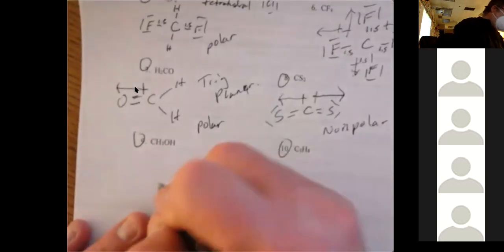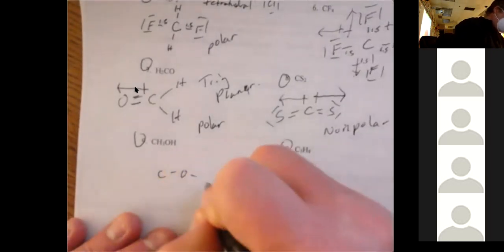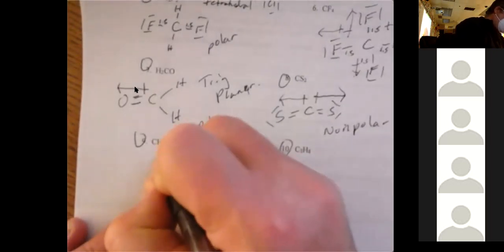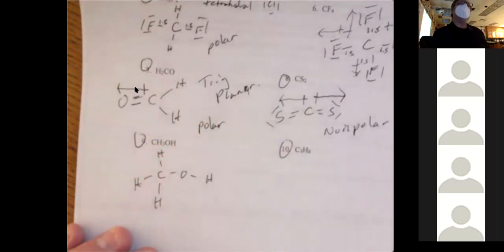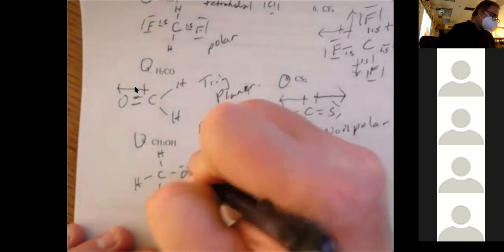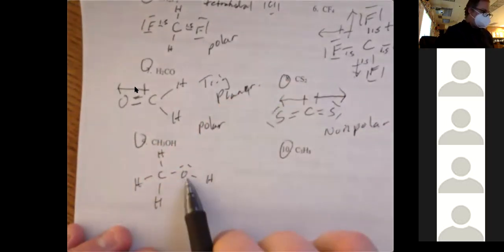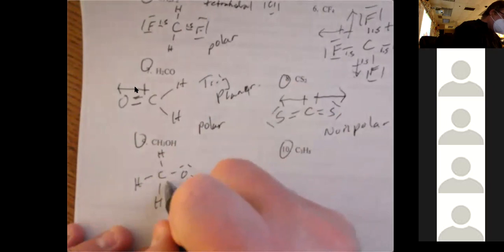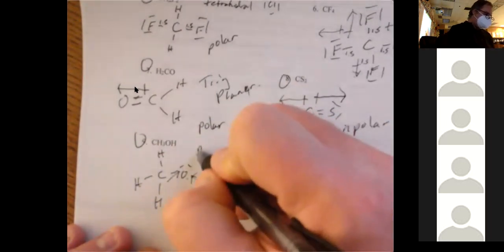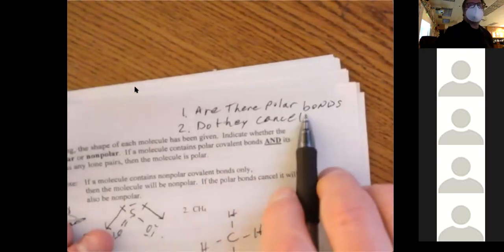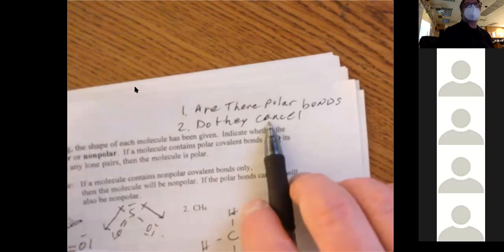CH3OH. This is methanol. And yeah, this oxygen is going to pull the electrons this way and this way. So that is going to be polar. Remember, are they polar bonds? Yes. If they don't cancel, then it's polar.